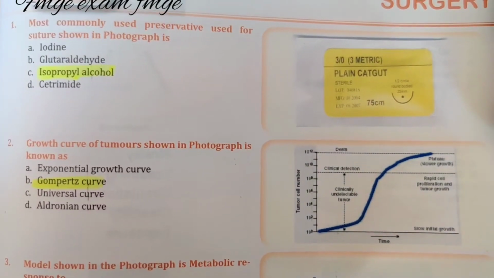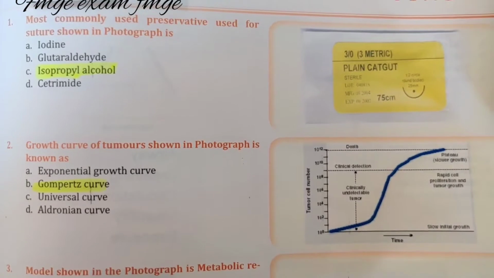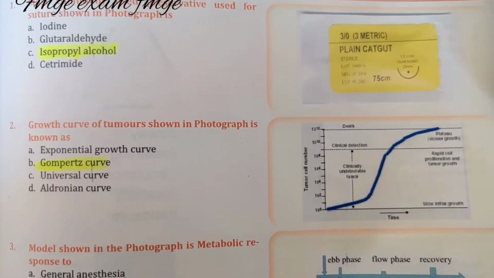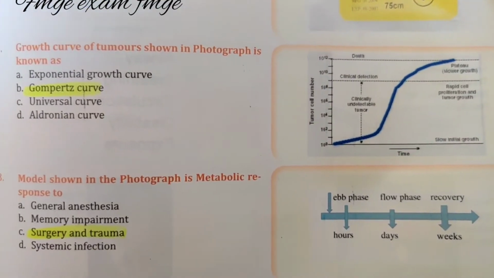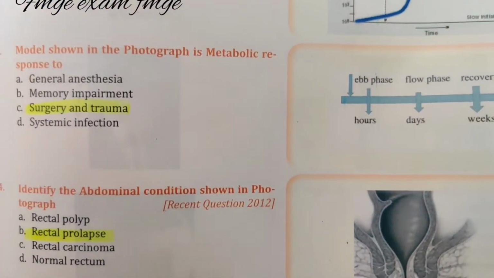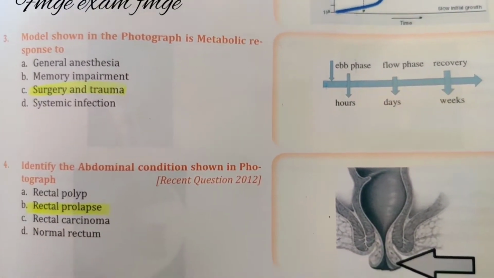Today we are going to see image-based questions in surgery. Most commonly used preservative shown in the photograph is isopropyl alcohol. Growth curvature of tumors shown in the photograph is known as the Gompertz curve. Topic shown in the photograph: metabolic responses to surgery and trauma.